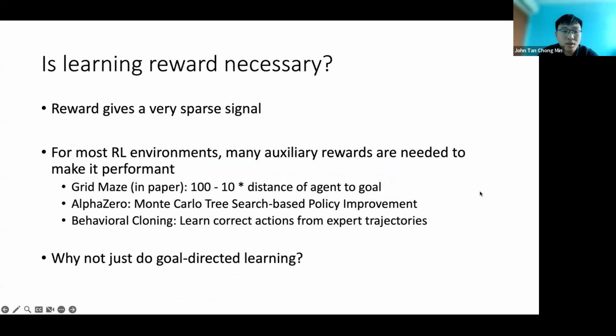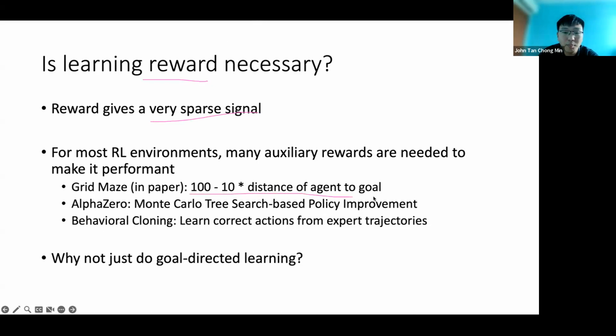So this is the thing that I wanted to talk about today: is learning to condition your action on reward really necessary? A lot of things right now, like RLHF, reinforcement learning from human feedback, still give a very sparse reward signal. So in RL environments they actually have kind of auxiliary rewards.